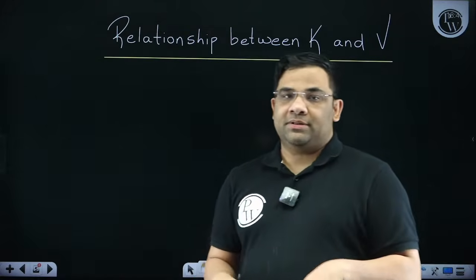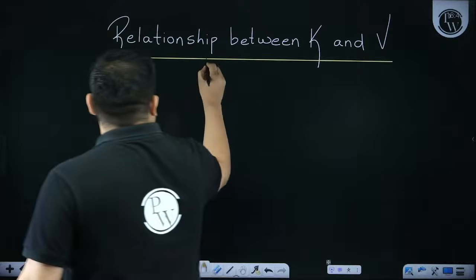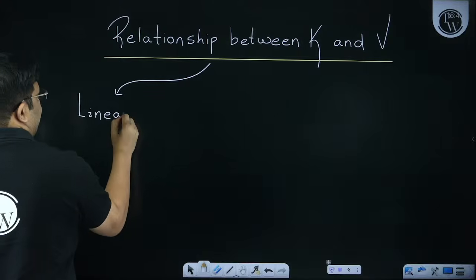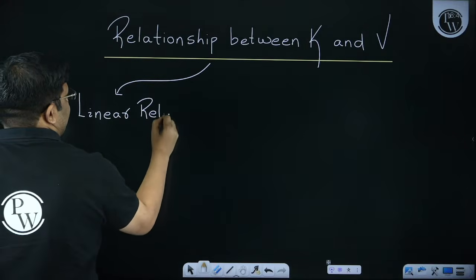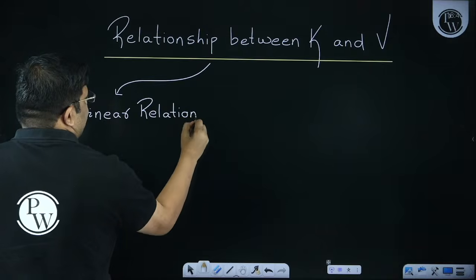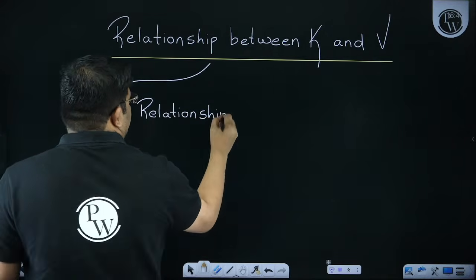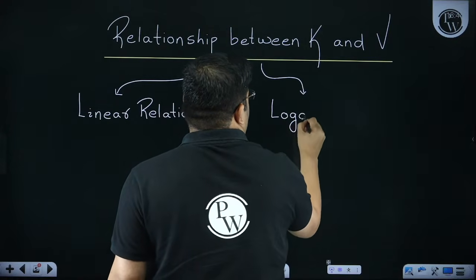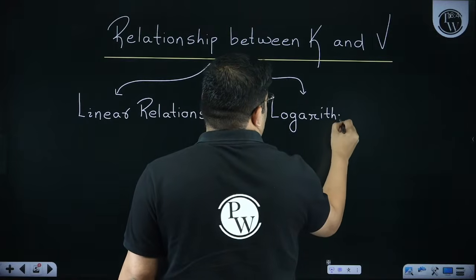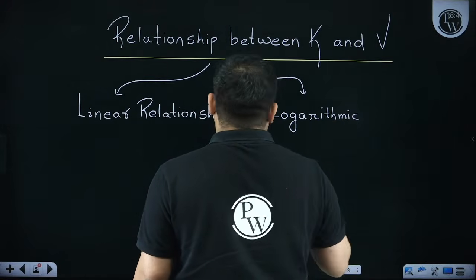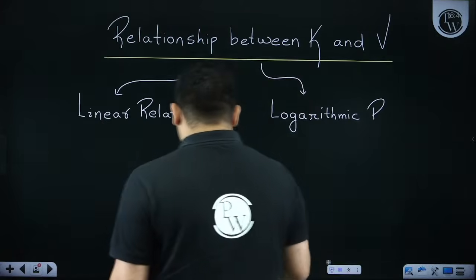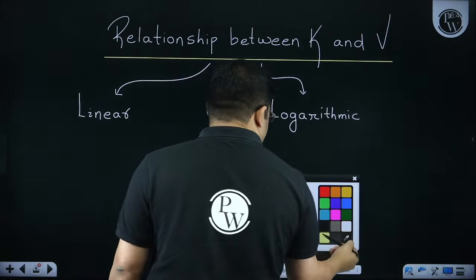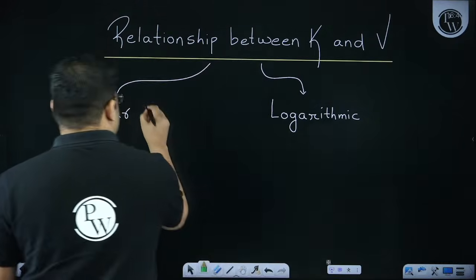Two relationships are predominant. The first one is the linear relationship, and the second one is the logarithmic relationship. Two relationships are important: one is linear, another one is logarithmic. This linear relationship was given by Greenshields.